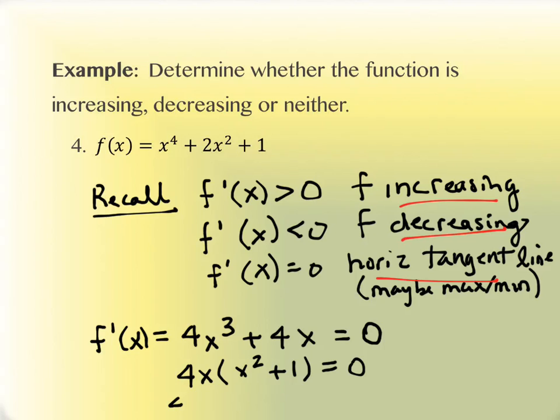We set both parts equal to 0. So if 4x equals 0, what does x equal? Yeah, x equals 0. How about the other one? Yeah, this one has no solution, right? So this one has no solution because x squared is always positive, 1 is always positive, and you can't add two positives together and get 0, okay?